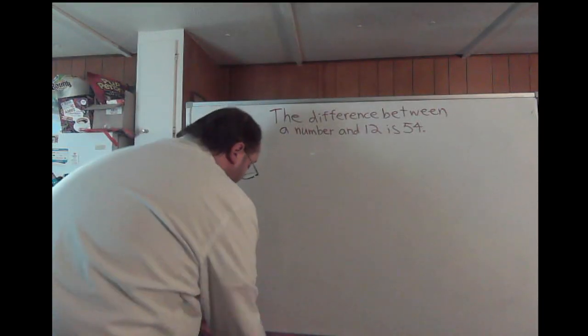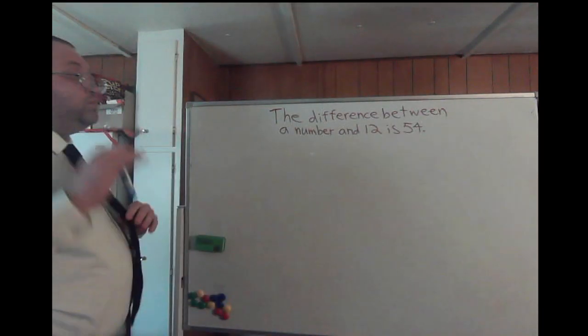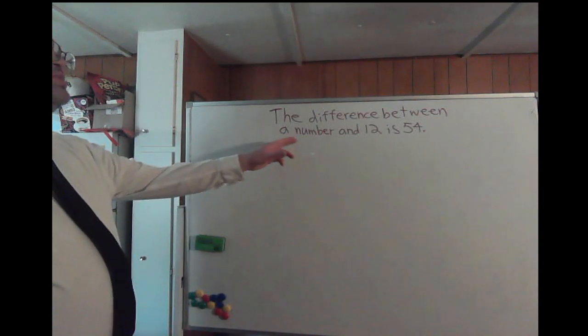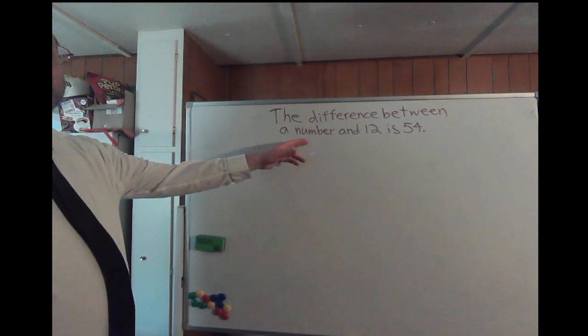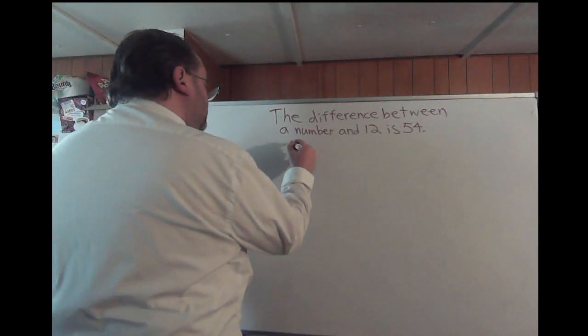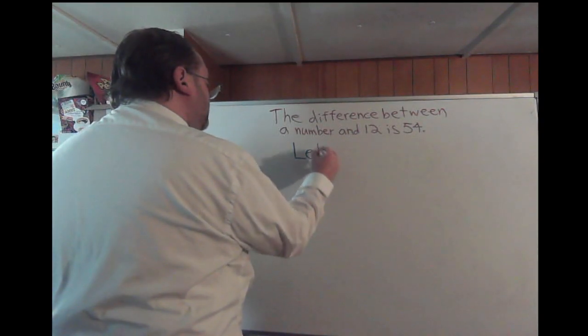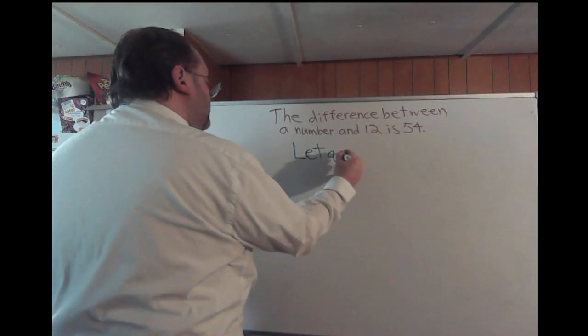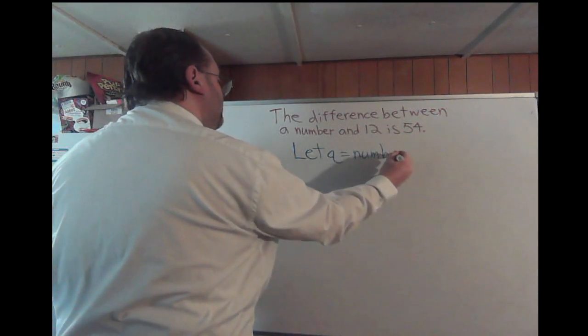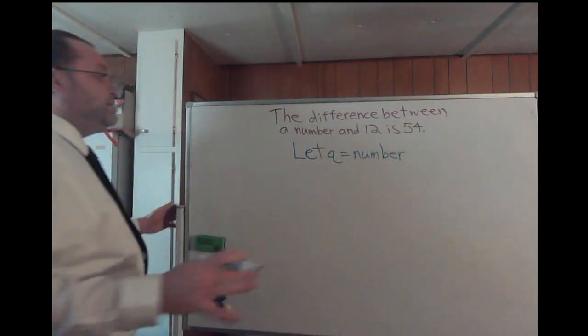So once again, what you want to do is define your variable first. The difference between a number. Well, what is that number? That's the unknown. We don't know what that number is. So let's use q this time. We will let q equal the number. Okay? Let's let q equal that number.